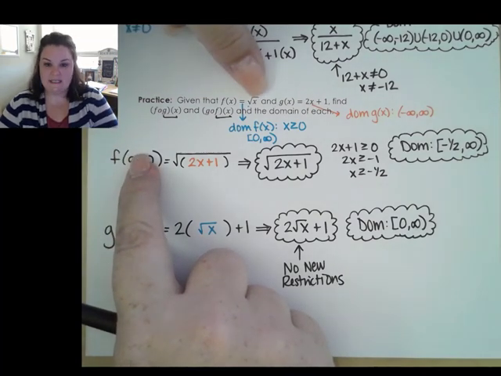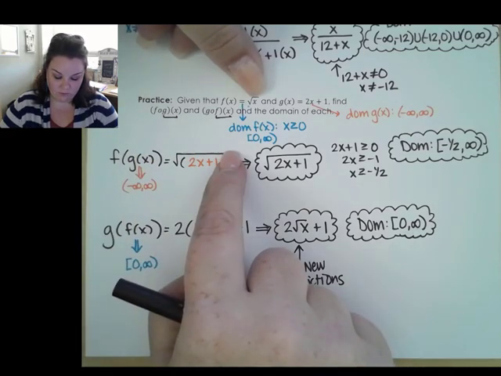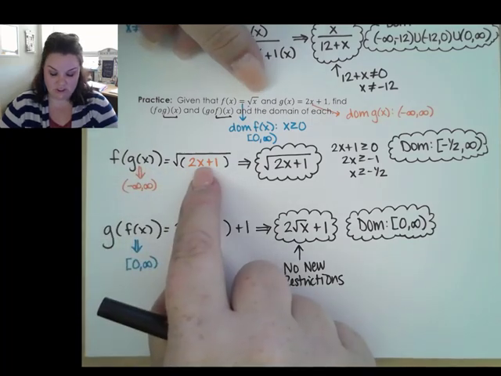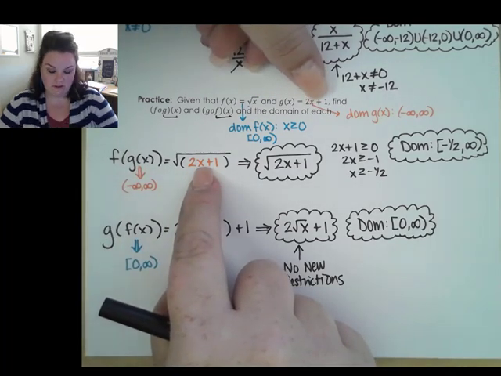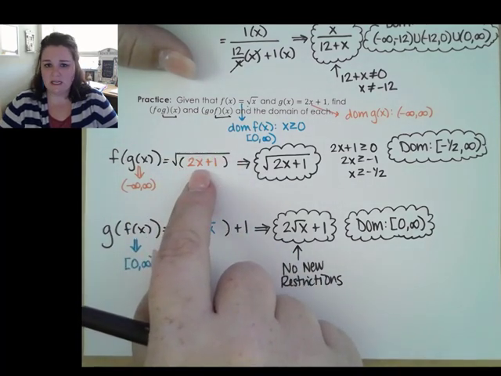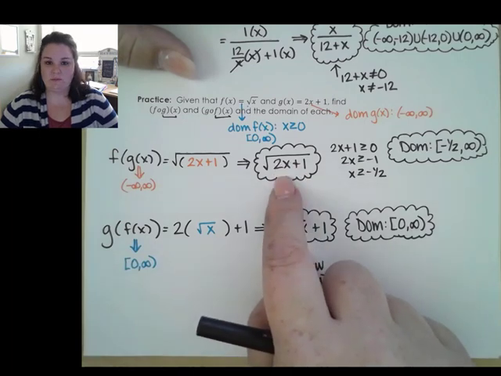So I'm starting off with no domain restrictions, and I'm plugging that g function into my f function. My f function says to take the square root of my input. So I'm taking the square root of my input, which is my g function. G function is 2x plus 1. Now, there's nothing I can simplify here. This is not a squared quantity, so it doesn't simplify. So we're just going to leave it as the square root of 2x plus 1.